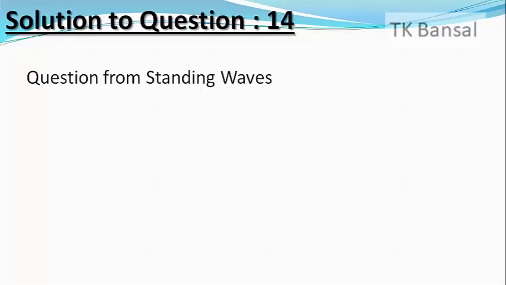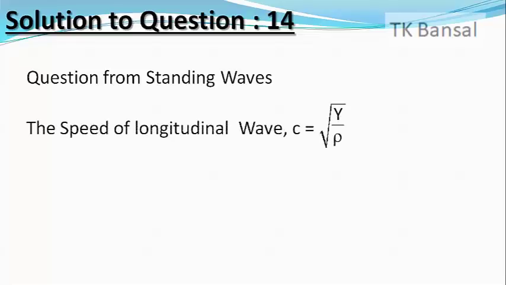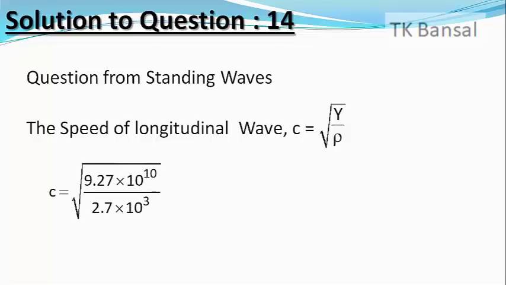We know that the speed of longitudinal waves, c, is equal to root of Y divided by rho, where Y is the Young's modulus and rho is the density of the material. Or c is equal to root of 9.27 into 10 raised to the power 10 divided by 2.7 into 10 to the power 3, which on calculation gives me 5.86 into 10 raised to the power 3 meters per second.